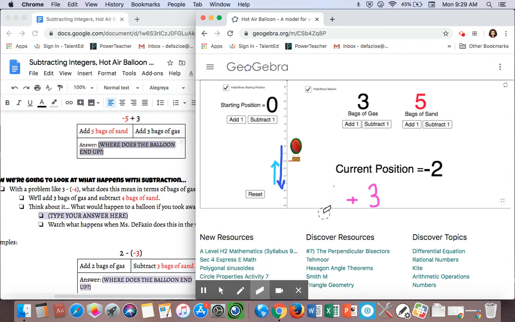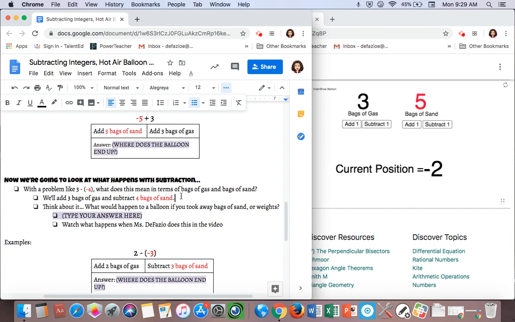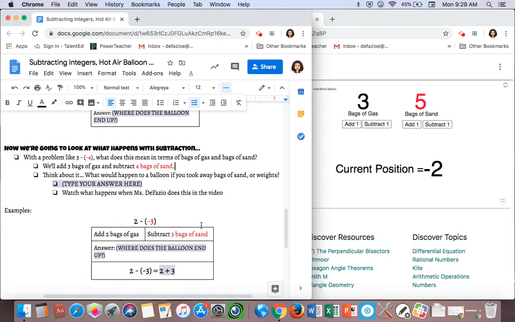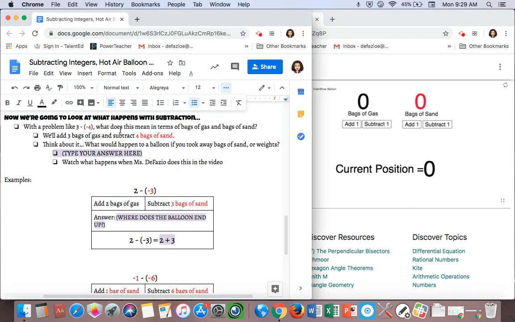Now, those are the addition problems we're going to do for now, just to introduce this with addition problems because you're already familiar with addition problems. We're now going into subtraction. This is going to be really, really important when it comes to bags of gas being positive and bags of sand being negative. We're going to really talk through some of these. So now we're going to look at what happens with subtraction.